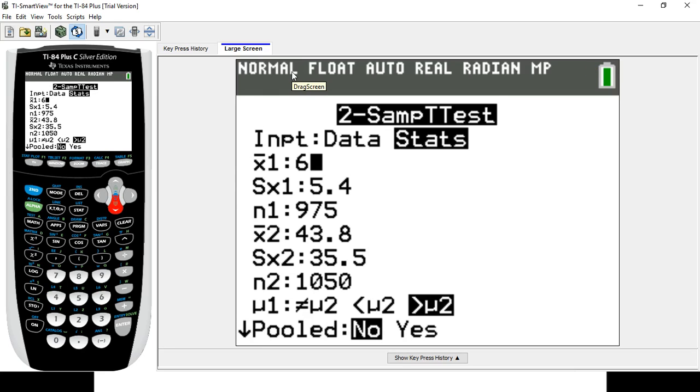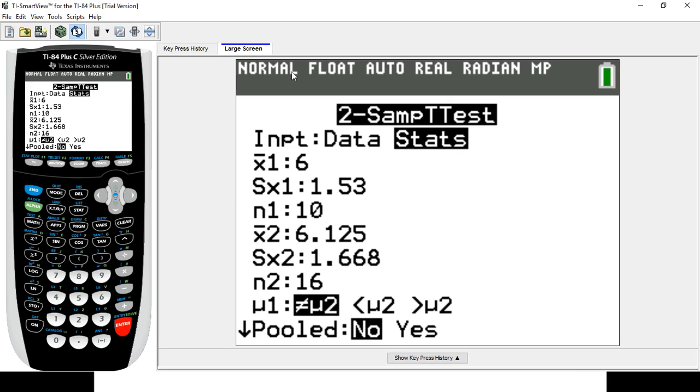My x-bar one was 6, standard deviation of 1.53. These are the stats students, so there were 10 of them. Then we had 6.125, standard deviation of 1.668, sample size of 16. Here, all you do on these three is choose the inequality you put in your null. Don't think anything crazy of it. If you have a greater than sign, put a greater than.